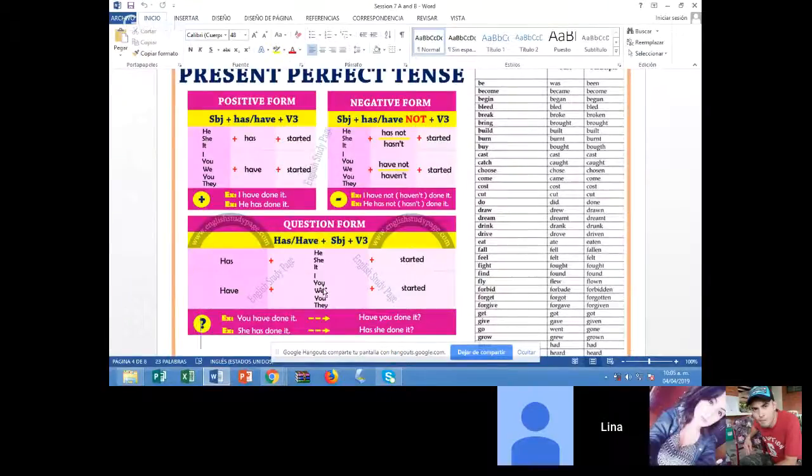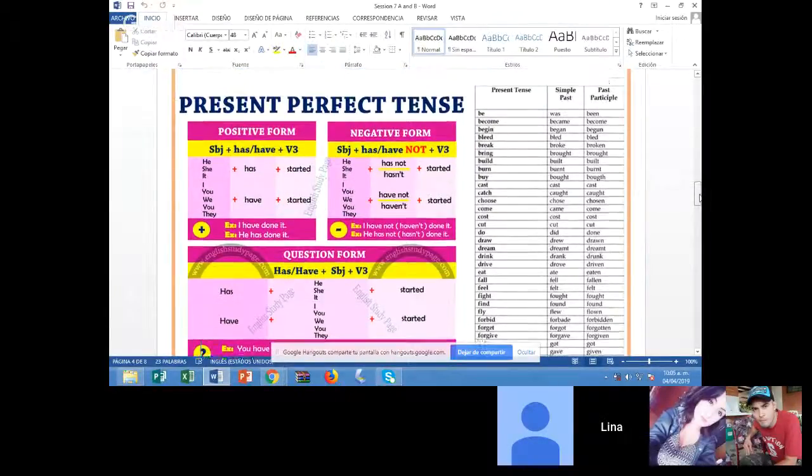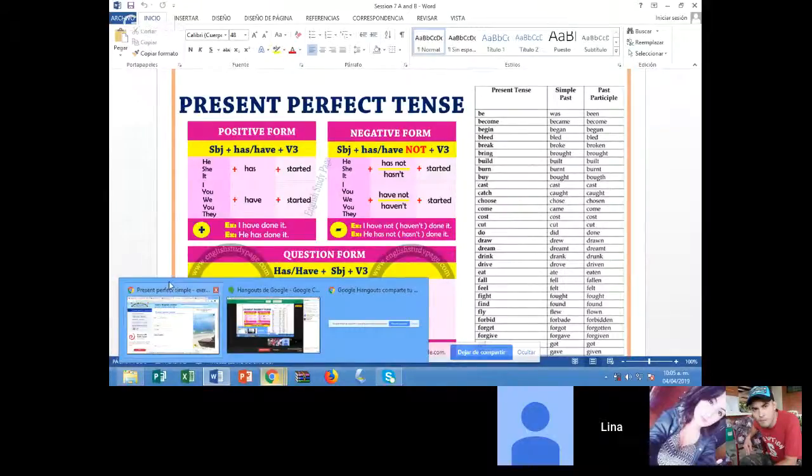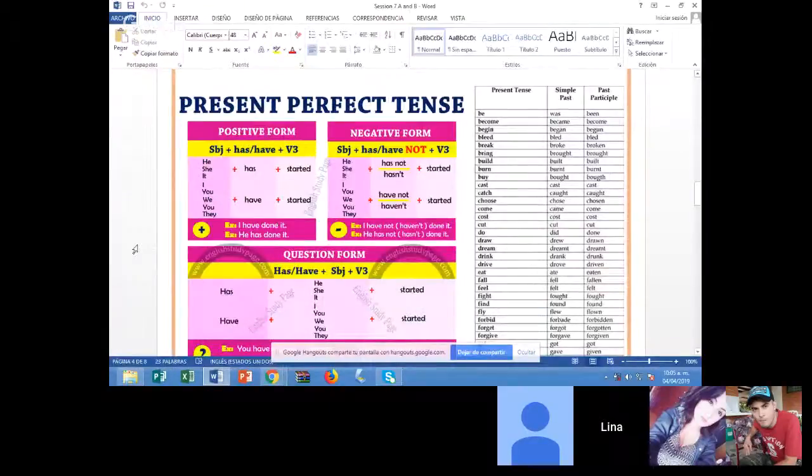So, for example, here, I have done it. I have started. Remember, this is the past participle, the third form of the verb. So we need to use the subject plus has or have plus the verb. So we can start working on that. I want to focus on simple phrases. Don't worry about the rest of the phrase. So we can start, Tito. You can start to make one phrase for me in present perfect tense, please.